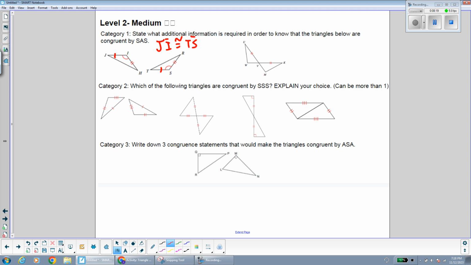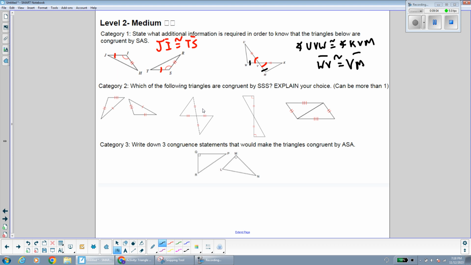Over here in this next one, we need a side and an angle because we already have one side. We could use our vertical angles. And then let's say we have information about these two sides. That would make side, angle, side. So I'm going to put down additional information that could prove the triangles congruent by SAS: these two angles and these two sides. That would make side, angle, side, side, angle, side. So once again, in these examples, we're just making up additional information that would make the triangles congruent by SAS.